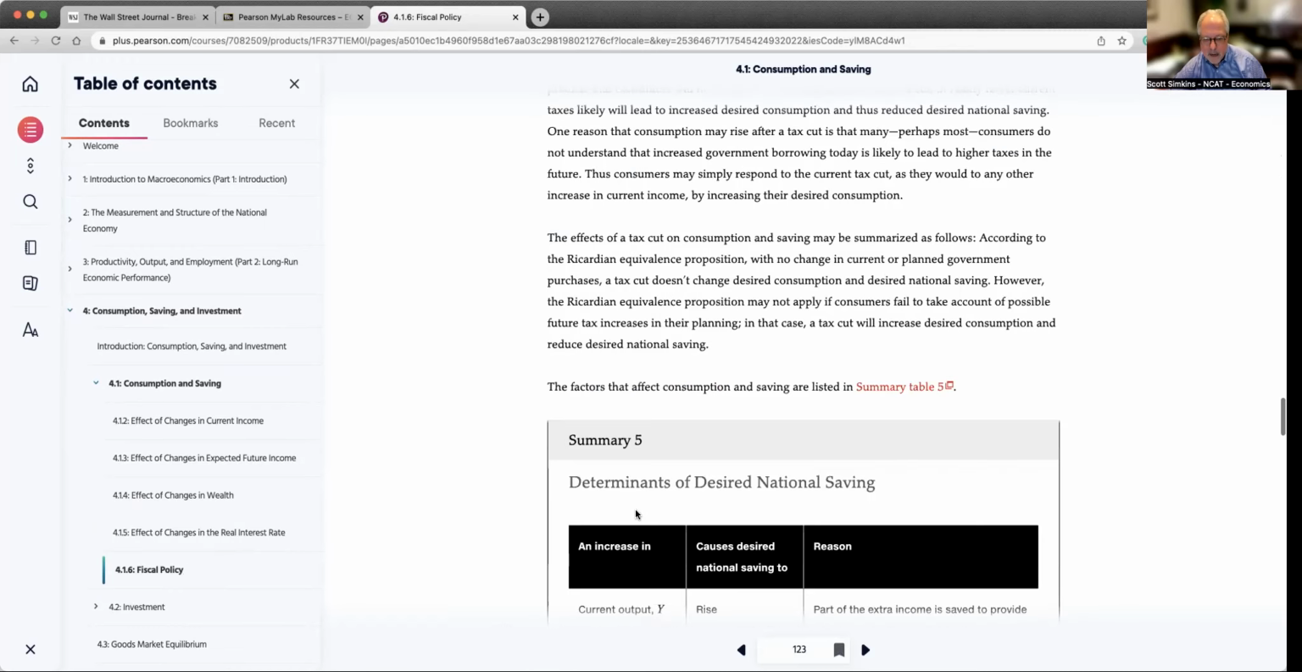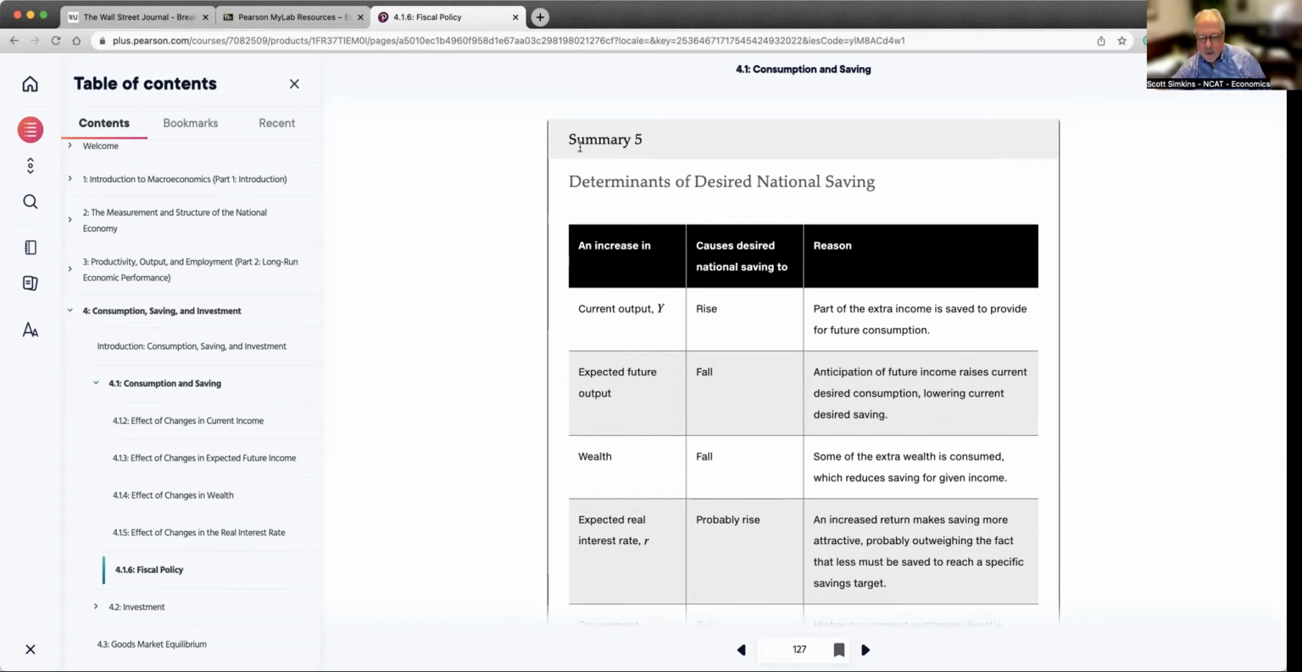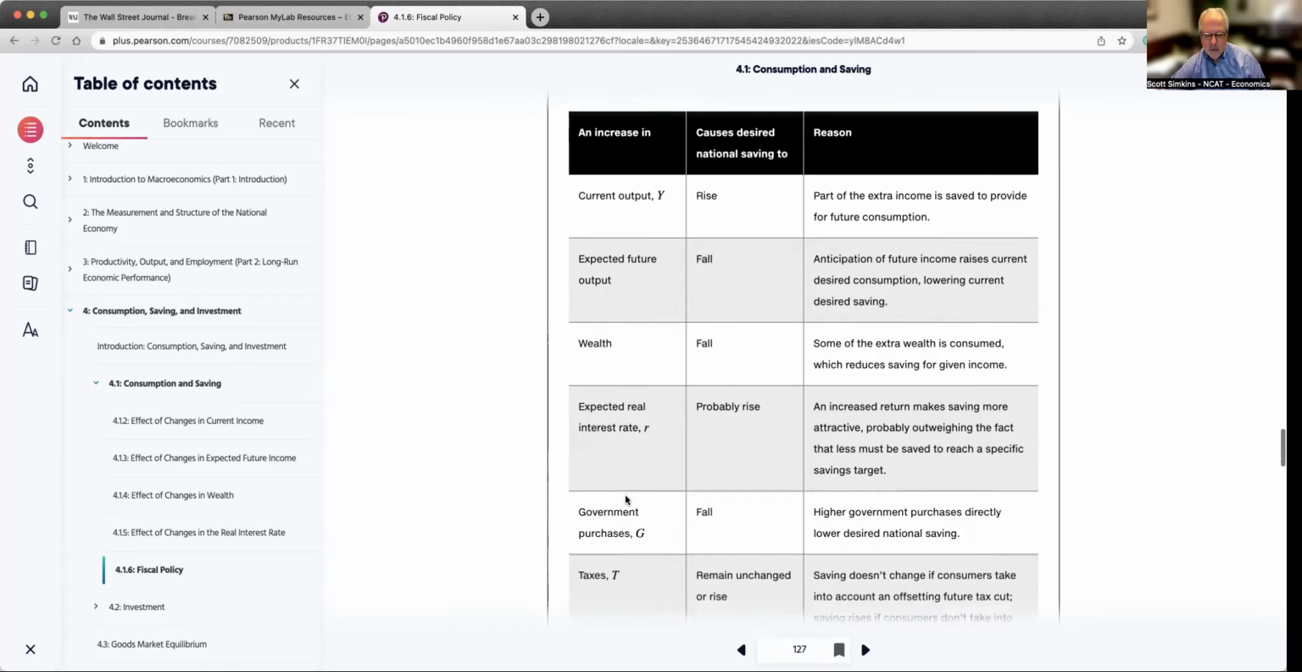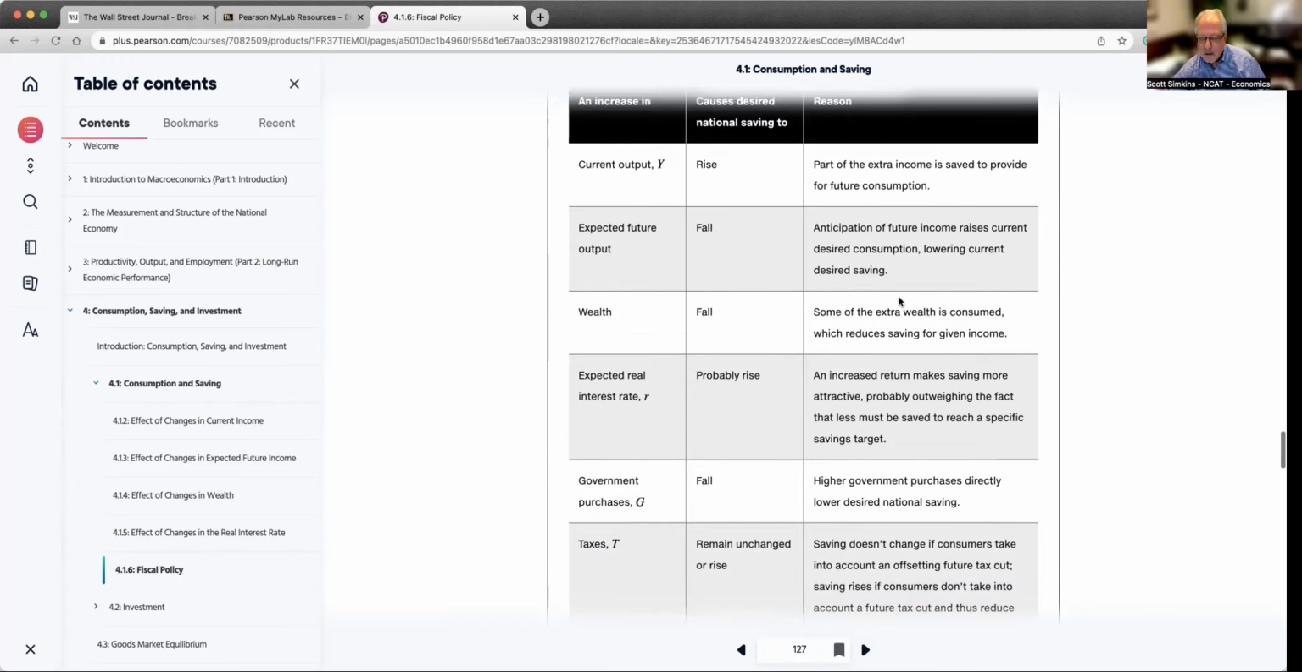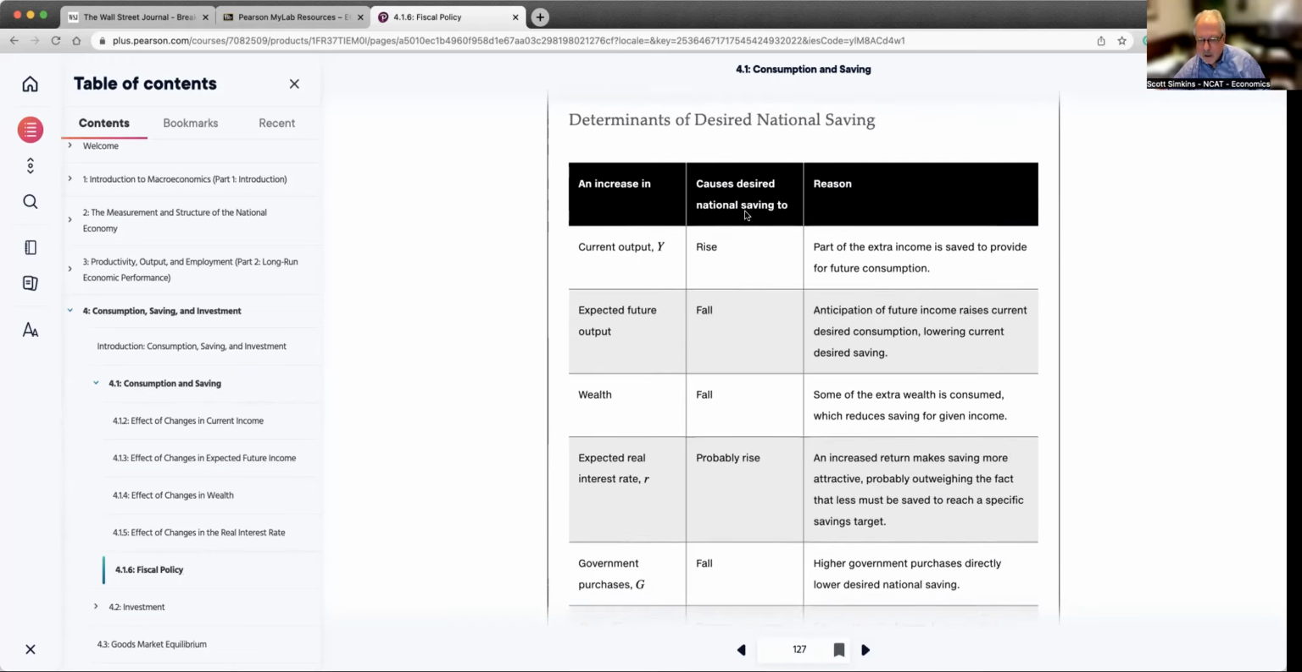Now, if we go down and look at the end of this section, there's a summary box, and it talks about each one of the previous sections: changes in current output or future output or wealth or expected real interest rate or government purchases or taxes. Those are all the different sections of the chapter in one table. And these are the things that shift the curve, or in the case of interest rates, it's a move along the curve. But every other one of these is a shift in the curve. It's important to understand this.